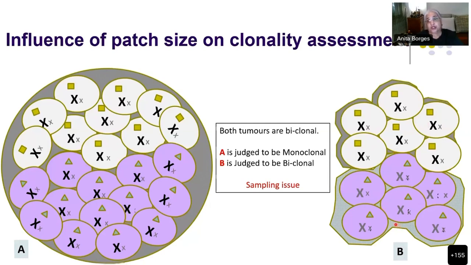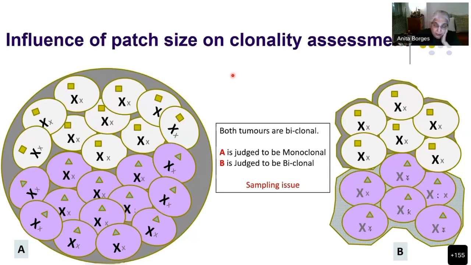And if the patch is small and you are sampling from that tumor, you're going to see that one of the X chromosomes, the other one will show you paternal chromosome inactivation, the other one will show you maternal chromosome inactivation. And that's why this kind of clonality assessment has led to a lot of tumors being misclassified as being monoclonal when you use just this kind of X inactivation, depending on the patch size.